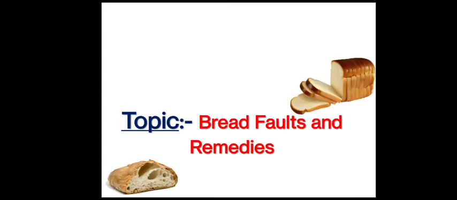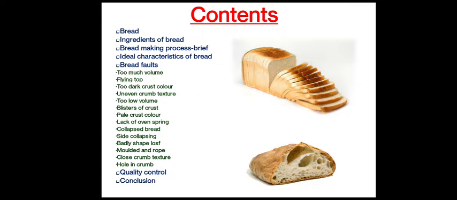Today my topic is bread faults and remedies. Contents: bread, ingredients of bread, the bread making process in brief, ideal characteristics of bread, and bread faults. In bread faults, we will discuss too much volume, flying top, too dark crust color, uneven crumb texture, too low volume, blisters on crust, pale crust color, lack of oven spring, collapsed bread, side collapsing, badly shaped loaf, mold and rope, close lump texture, and holes in crumb. Next, quality control and conclusion.